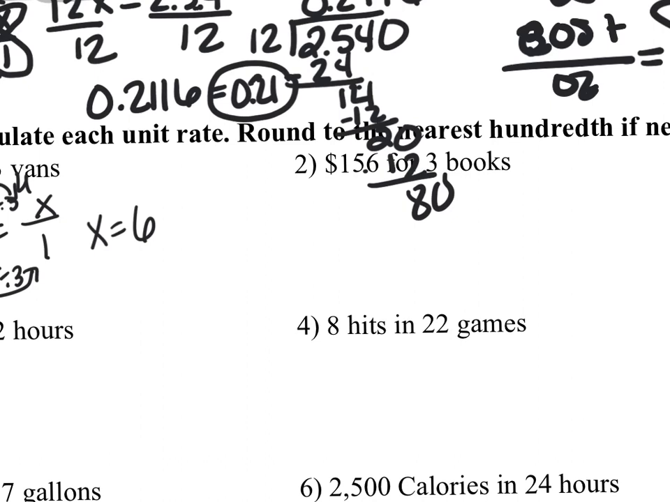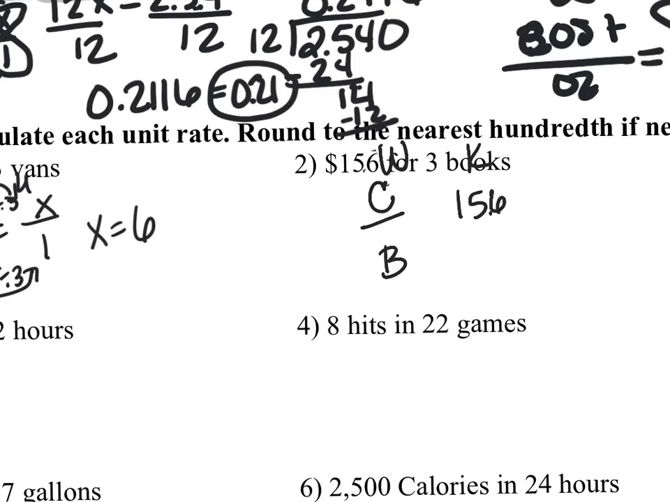Number 2. I'm going to have to erase a little bit up here. Okay. So you have cost per book. That's our words. Our known is 15. Is it 15 or is it 150? It's 156, right? 51. I have a dot there. Over 3 books.